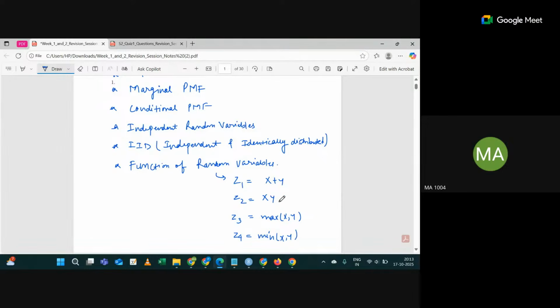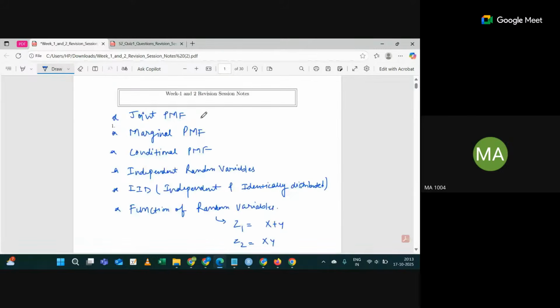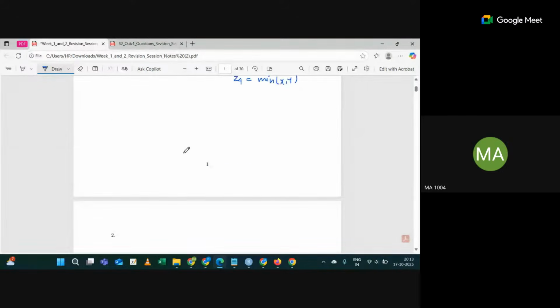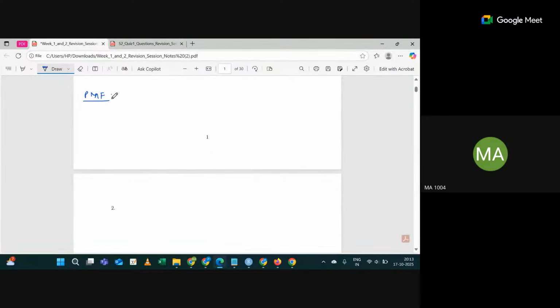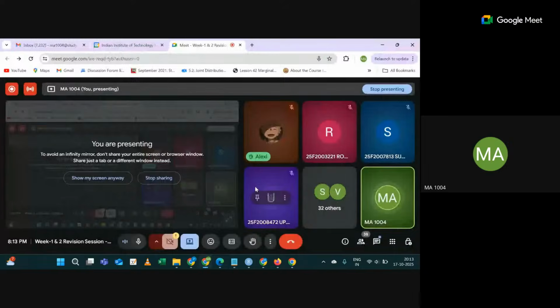Anyway, let's start. We will see what the joint PMF is. In the Stats 1 course, you have already seen the meaning of PMF, the probability mass function, right? What do you mean by probability mass function? What does it tell us? Suppose I have a random variable x, and for this random variable x, I have a probability mass function. What does that mean?